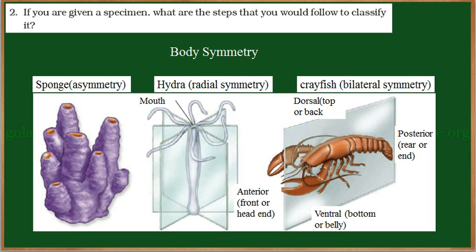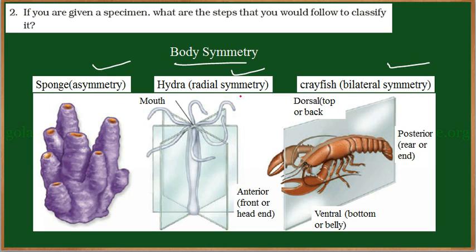Next one, based on the body symmetry. Based on body symmetry, organisms can be classified into asymmetry, radial symmetry and bilateral symmetry. In asymmetry, if the organism is cut in any direction, the two halves obtained will not resemble one another. So we call it asymmetry.